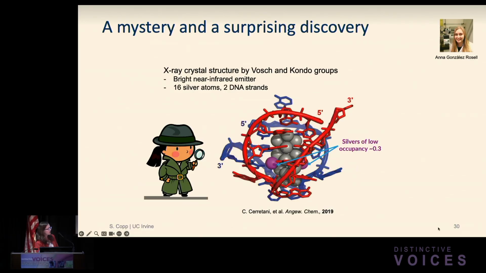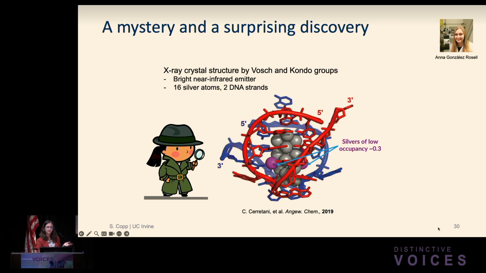So we knew from the crystal structure solved by groups in Denmark and Japan that the cluster had 16 silver atoms, shown in gray. It was wrapped up in 2 DNA strands, which are in red and blue. And then there were these 2 silver atoms of what's called low occupancy, shown in pink, which means that sometimes they were there and sometimes they were not in this crystal. So what we expected when we did the mass spectrometry was that we would find a mixture of 16, 17, and 18 atom silver clusters.